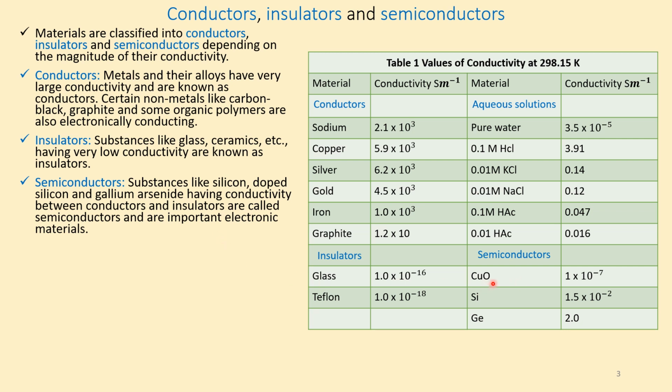The value of semiconductors is also shown in table number 1. The last three cells, that is cuprous oxide with a conductivity of 1 into 10 to the power of minus 7 Siemens per meter, as well as silicon, which has a conductivity of 1.5 into 10 to the power of minus 2, and germanium, which has a conductivity of 2.0 Siemens per meter.